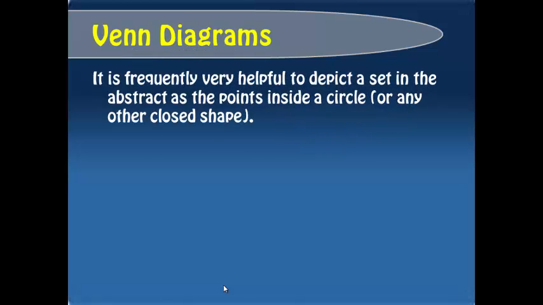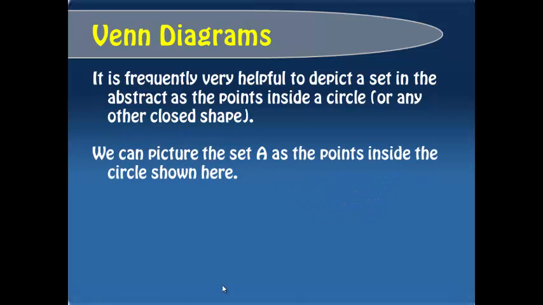We also have to discuss Venn diagrams. It is frequently very helpful to depict a set in the abstract as the points inside a circle or any other closed shape. We can picture the set A as the points inside the circle. Take a look at that figure.